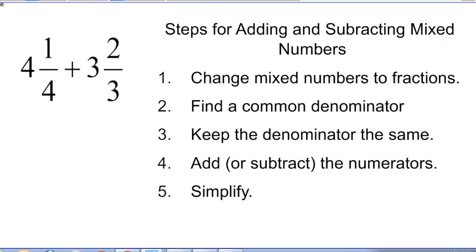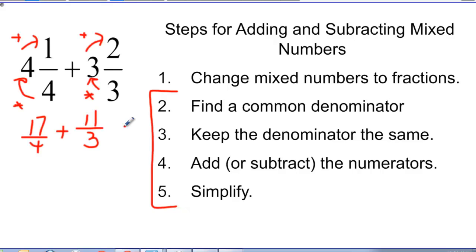So here's another example, and I've written out the steps for adding and subtracting mixed numbers here. And you should notice that steps 2 through 5 here are the same steps that we had for adding and subtracting fractions. So the only thing we've done is add an additional step when we're talking about mixed numbers of changing my mixed numbers to improper fractions. So let's look at this example to the left here and see if we can go through and follow the steps. So the first step is to change mixed numbers to improper fractions.